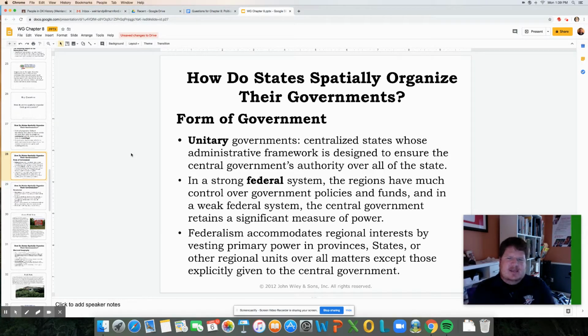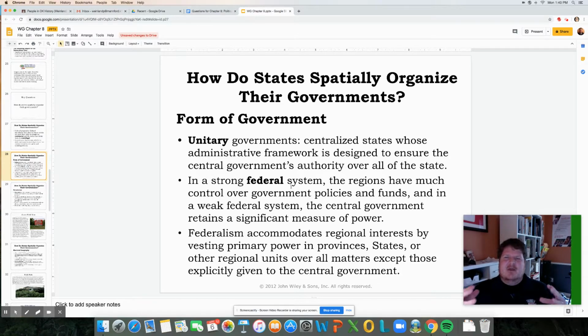So unitary governments, or centralized states, have an administrative framework designed to ensure the central government's authority over all the states. So it's pretty much like in China, where the government says, we control everything. In a strong federal system, the regions have much control over government policies and funds. In a weak federal system, the central government retains a significant measure of power. We have more of a federal system in America. It's not too weak, but what determines a weak federal institution is the leadership within it. If you do not build it up to be strong, then you're not going to be strong enough.